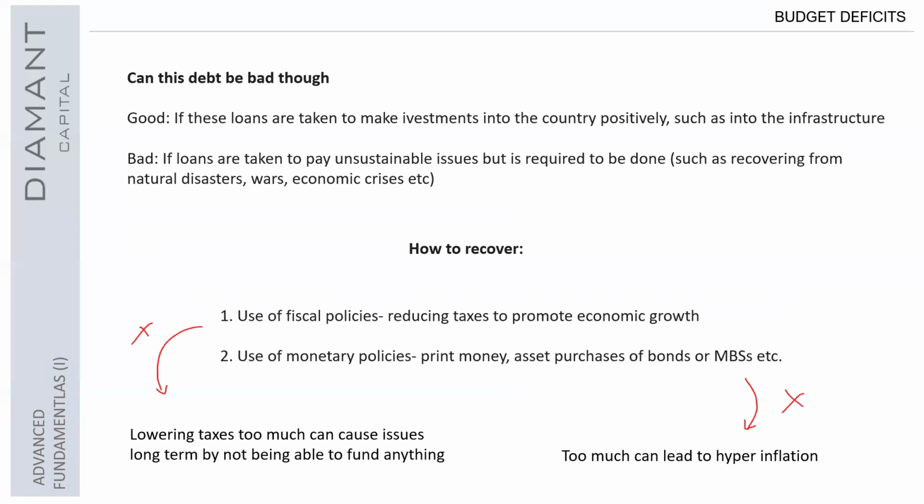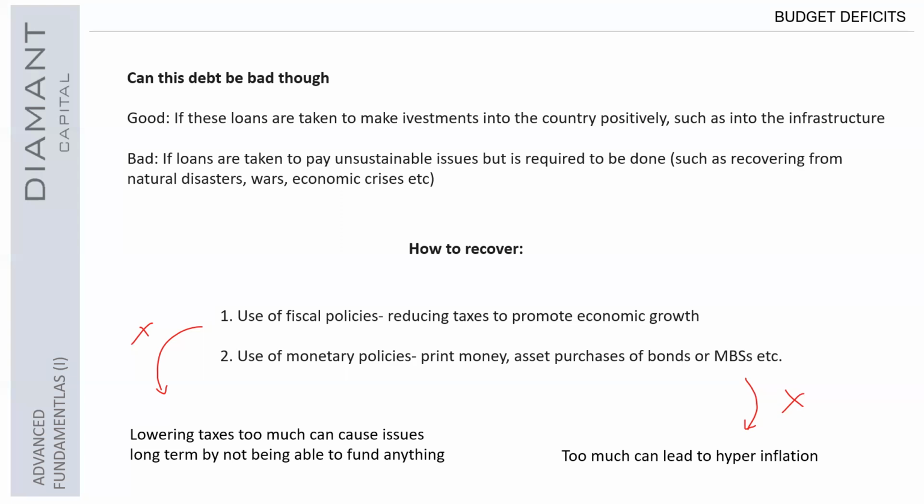So the good way is if these loans are taken to make investments into the country positively, such as into infrastructure, then of course it's a positive thing. However, if the loans and the debt accumulated are taken to pay for unsustainable issues, but is required to be done, what I mean by this is if you've got natural disasters, wars, economic crisis, of course you need that money to actually help you to recover from these issues. Now, we can see it, of course, as a bad way, but it is necessary and it has to be done.